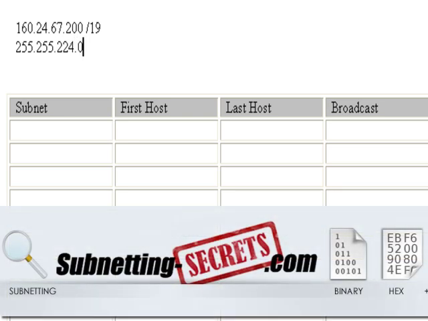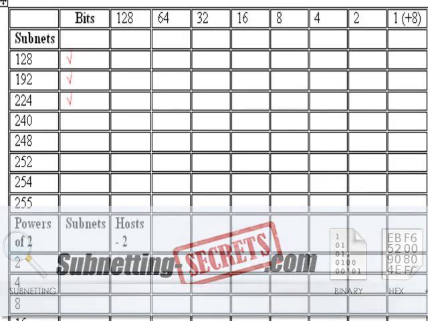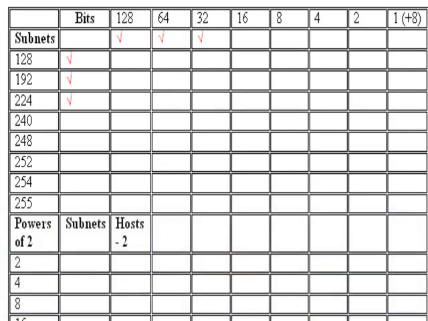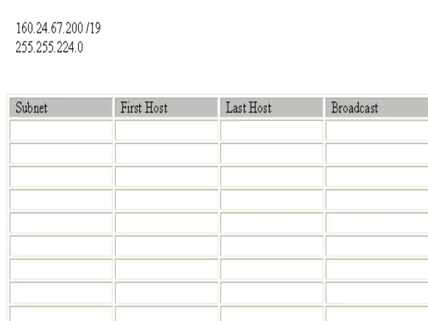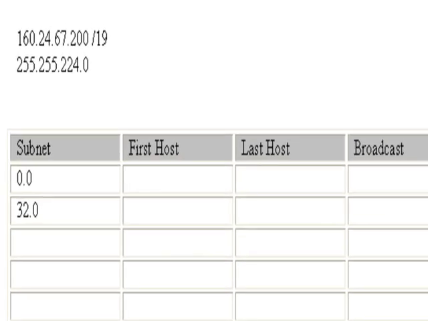224.0. And since we've ticked down 3, we need to tick across the top 3 places to get increments of 32. So we can start off with a 0 subnet. We'll only put the last 2 octets in: 32.0, 64.0. We can carry on going up in increments of 32.